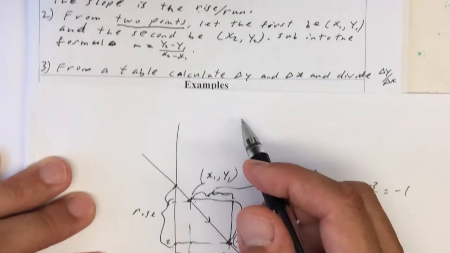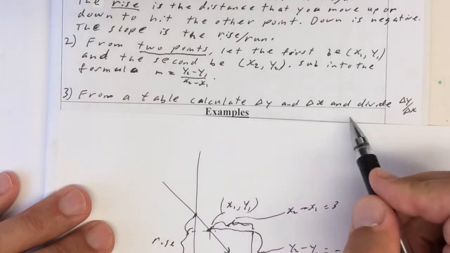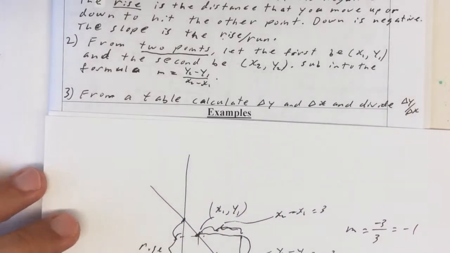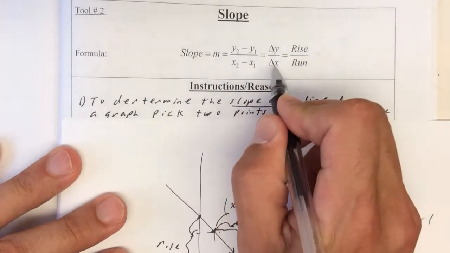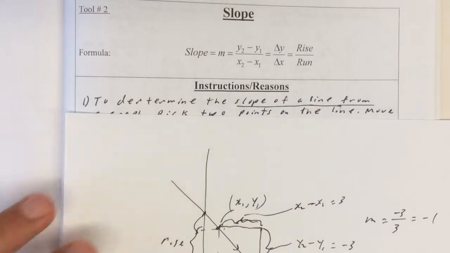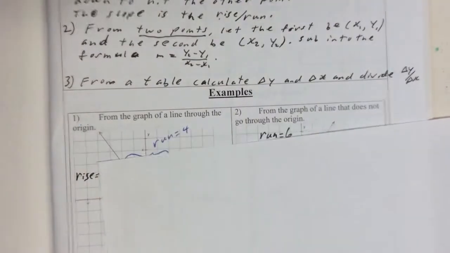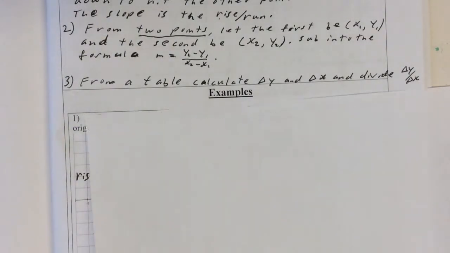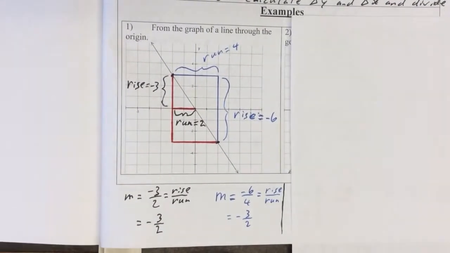Now, from a table, if you've got a table of values, calculate delta y and delta x and divide them out to get the slope. So delta y over delta x, remember, is just rise over run. That's the change in y over the change in x. So let's take a look at a couple of examples here. Example 1 here. Take a look at it.